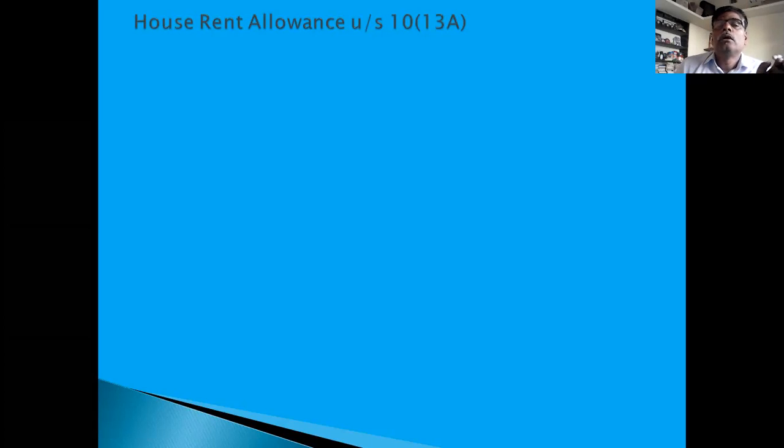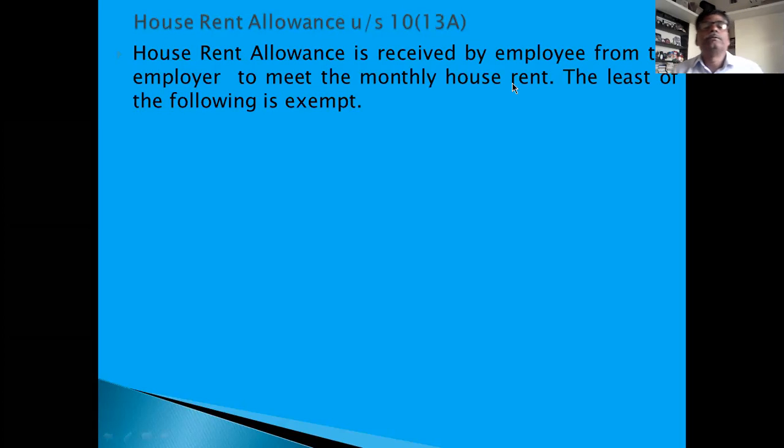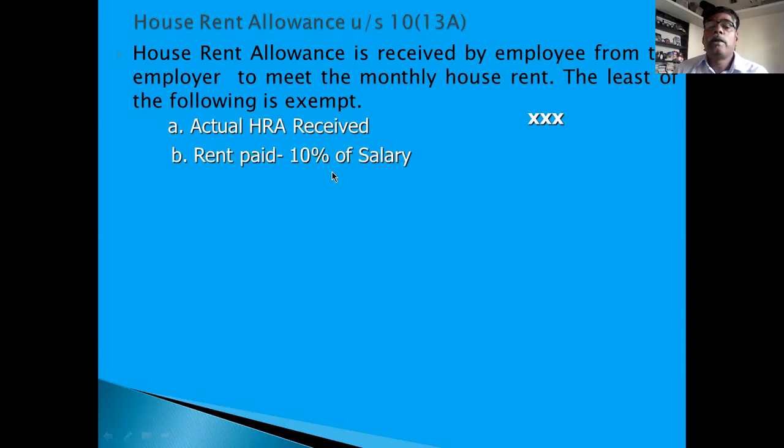Okay, so in this house rent allowance, the least of the following is exempted from tax. First is the actual HRA received. House rent allowance received is the first point. Second point is rent paid minus 10% of salary is to be taken. Second point, rent paid to the landlord, the owner of the building, minus 10% of salary is to be taken. And third point is 50% or 40% of salary.